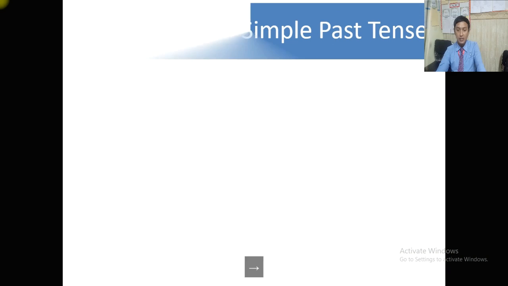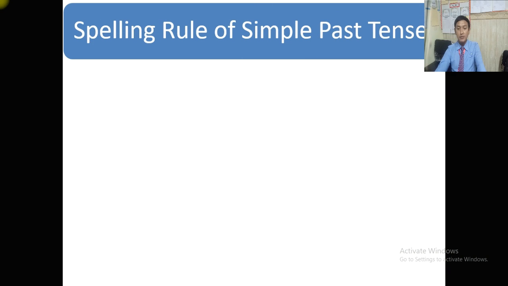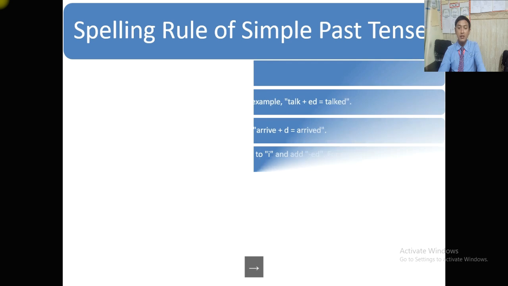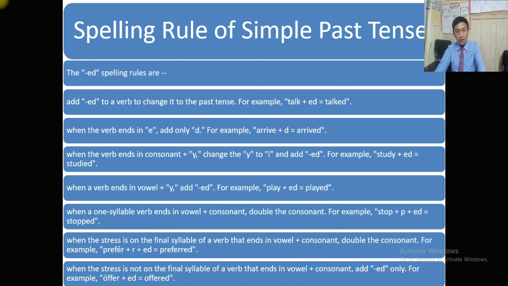So now it is time to continue to learn about the spelling rule of the simple past tense. Now you can see the form. We have to make the form, or the spelling rule, of the simple past tense correctly. We usually add "ed" to the end of the verb to form the past simple.